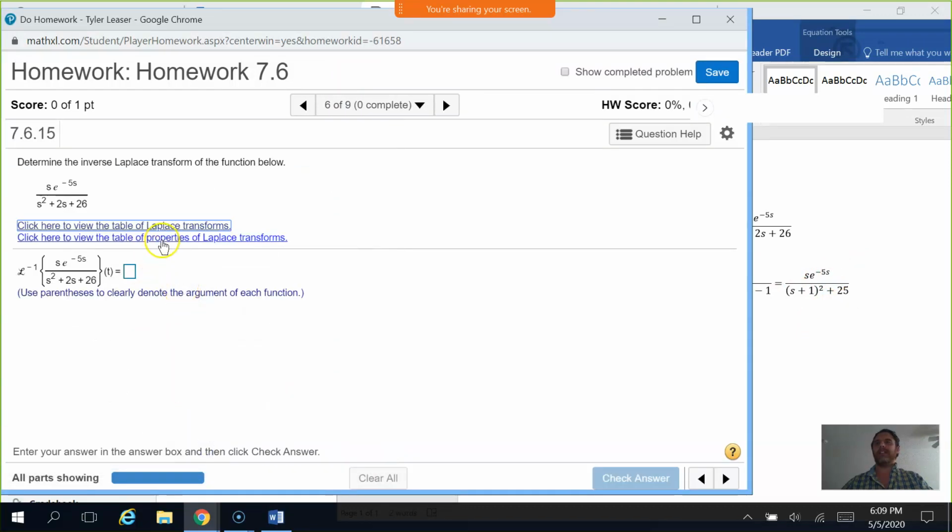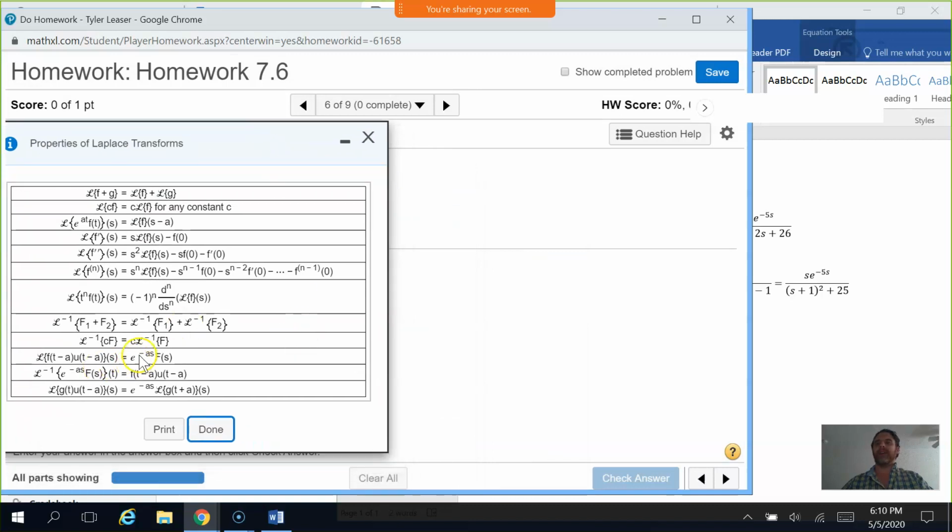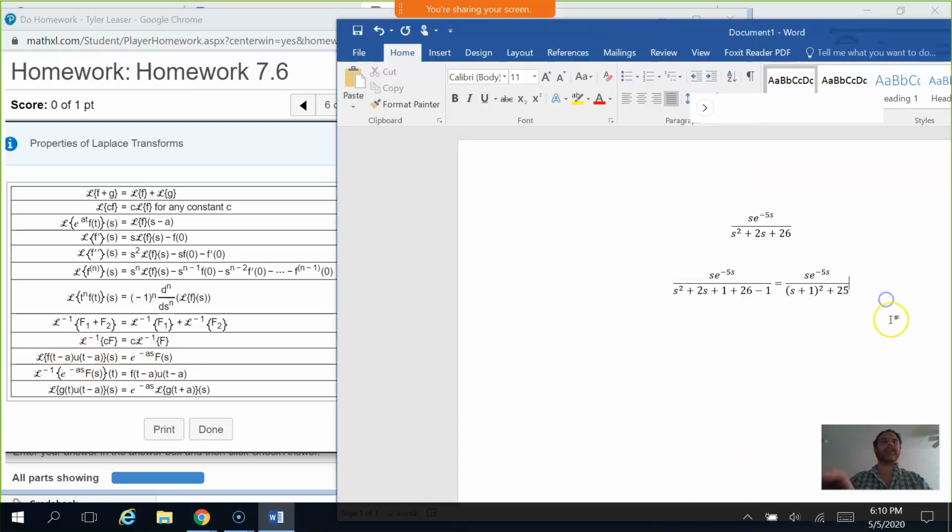So let me open up the other table. And down here at the bottom, it's this line right here that we're going to be using. If you have that the Laplace transform has an e to the negative as and then just a normal Laplace transform, it breaks back down to be the function at t minus a and then that u function at t minus a.